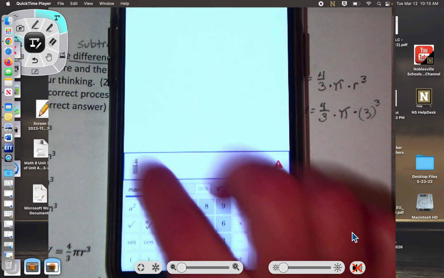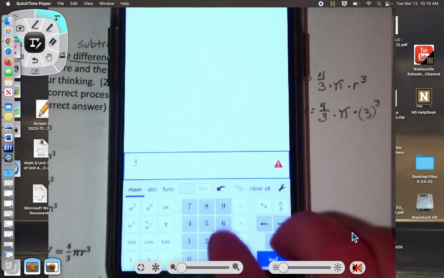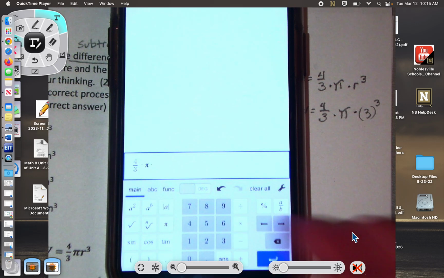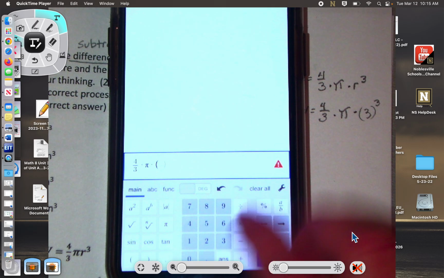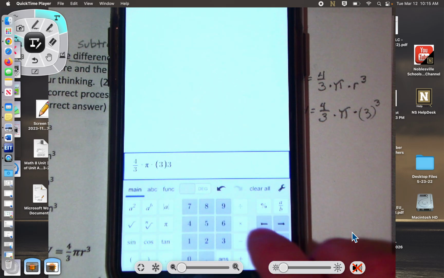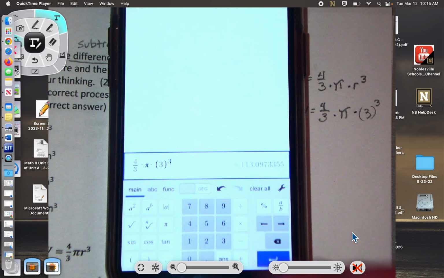So I have 4/3 times pi times, and I'm going to do 3 in parentheses, and then I'm going to do that to the 3rd power, and I get 113.0973355. Okay, so that's a lot of digits.